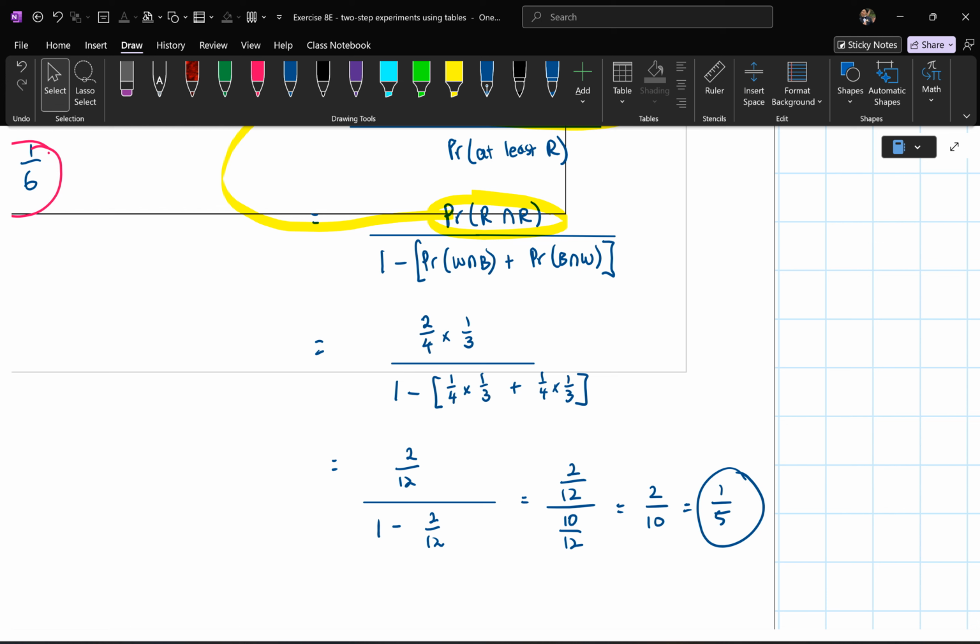Hands up, you got this one correct. Oh wow, beautiful. That's really good. That's as tough as it can get for exercise 8E on two-way tables, conditional probability. Okay, I'm going to stop the video there.